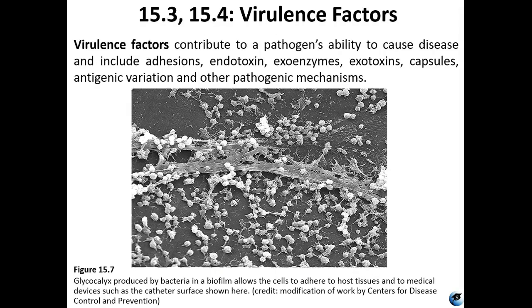Sections 15.3 and 15.4 are talking about virulence factors of pathogens. So when you're discussing virulence factors, you're talking about those stages of pathogenesis where we're talking about adhesion, invasion, and infection. So virulence factors contribute to the pathogen's ability to cause disease in these ways: to adhere, to invade, to infect. Virulence factors include adhesins, endotoxins, exoenzymes, exotoxins, capsules, antigenic variation, and other things. So we're going to go through some of that.